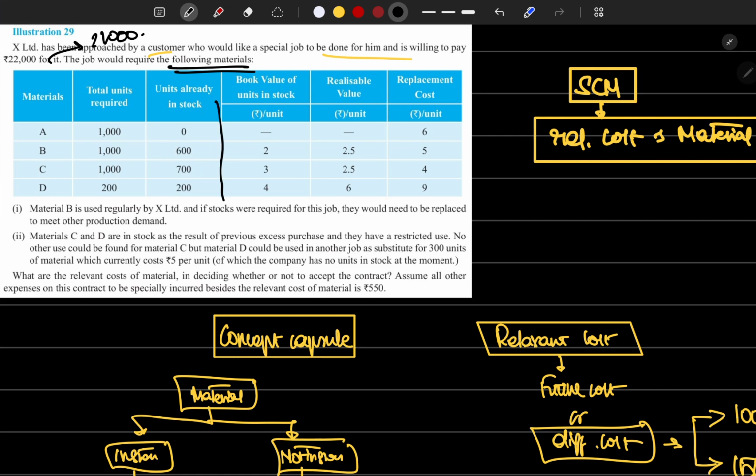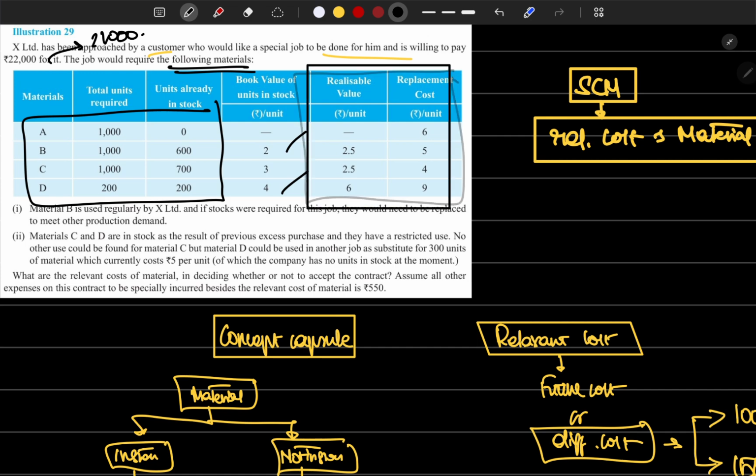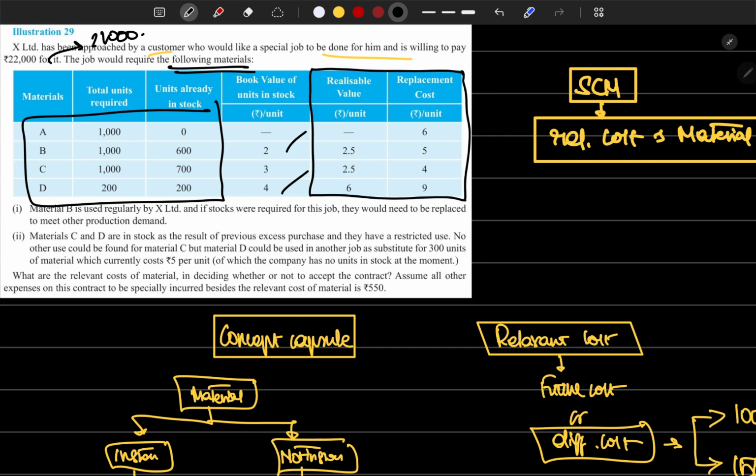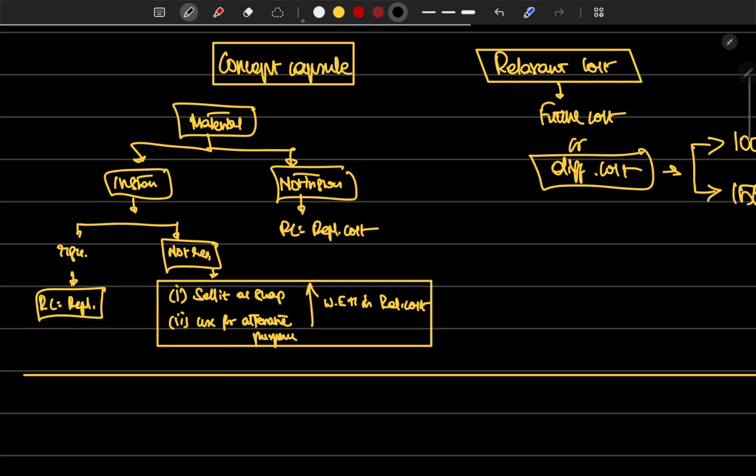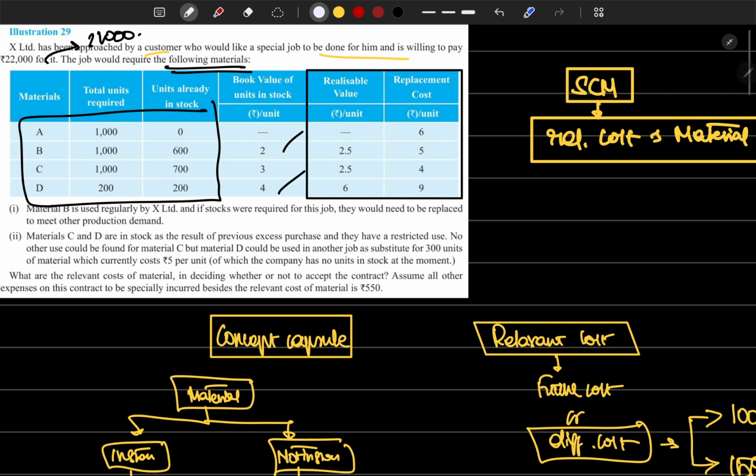Like that they have given four materials, and they have given the book value. Book value is irrelevant for this purpose. We need only the realizable value or replacement cost. As we saw in the concept capsule, we only use the replacement cost and the realizable value. Scrap value is the realizable value.